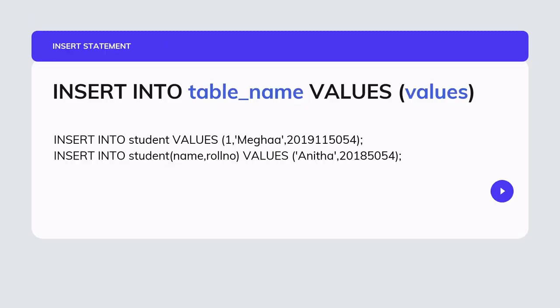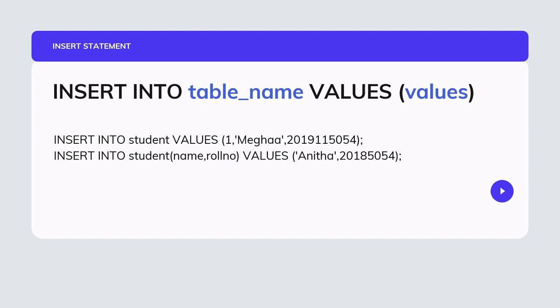Let us look at what each means. First one is the insert statement. Insert statement is how you insert data into the table. So insert into table name, values. This is how you insert values into your table. For example, look at the example below: insert into student values 1, mega, 2019 115054. This is how you normally do it.